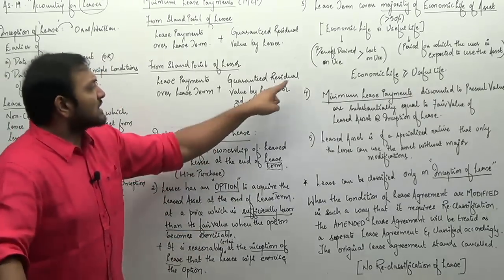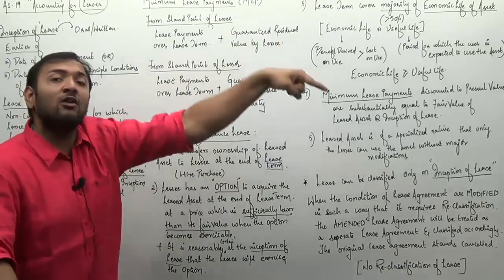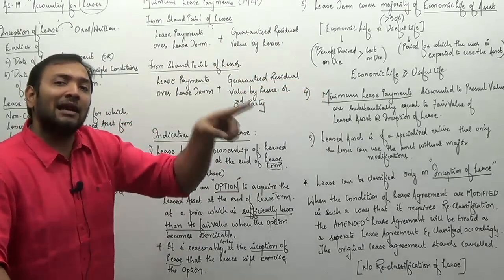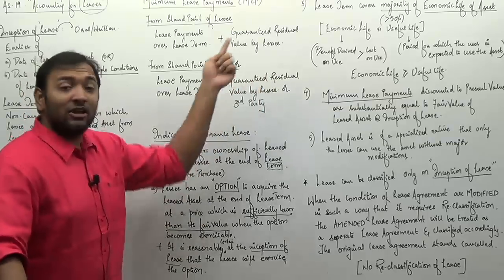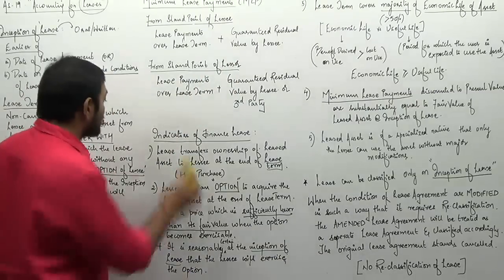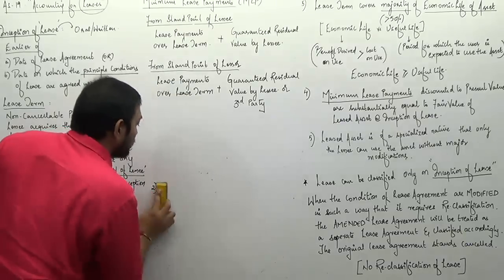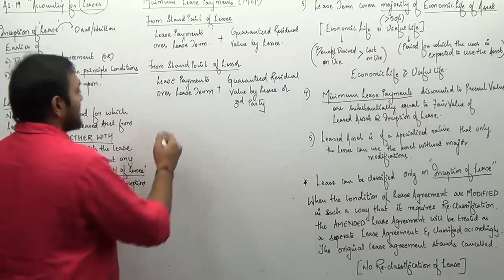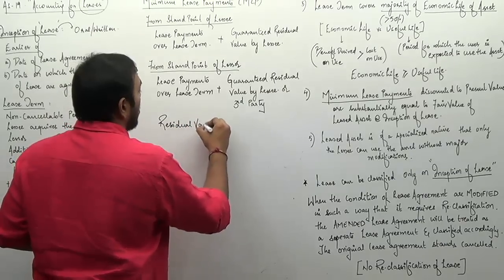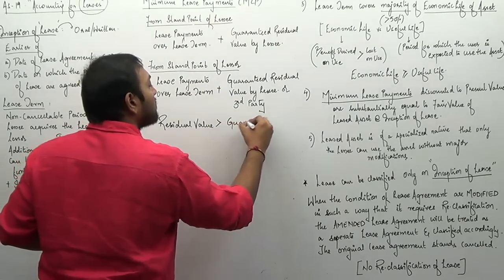In the same way, someone who is guaranteeing the residual value. What is the residual value? Residual value is the fair value of the asset at the end of the lease term. Then what is guaranteed residual value? What is the amount guaranteed? That means the fair value is always greater than the amount of the guarantee received. So in simple words, I can say that my residual value is always greater than guaranteed residual value.